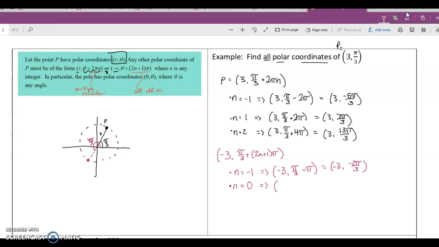then we would have negative 3, comma, pi over 3 plus pi, and that would give us negative 3, comma, 4 pi over 3. So same thing, we're going around to 4 pi over 3, and then since we have a negative radius, we start at the origin and we go off the back of that angle there, and that brings us to our point P.